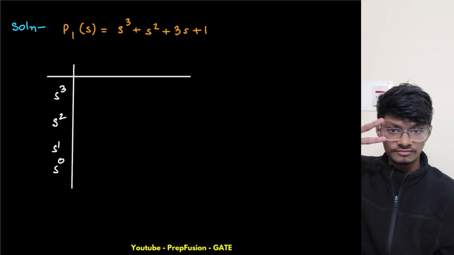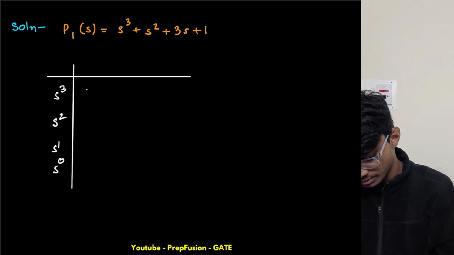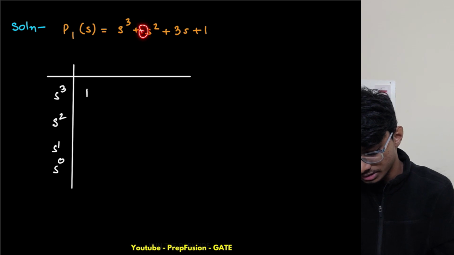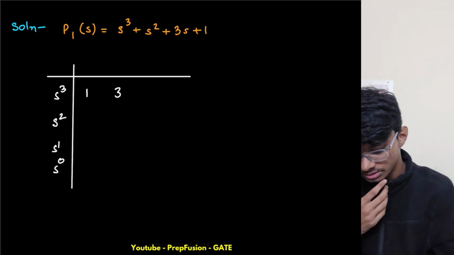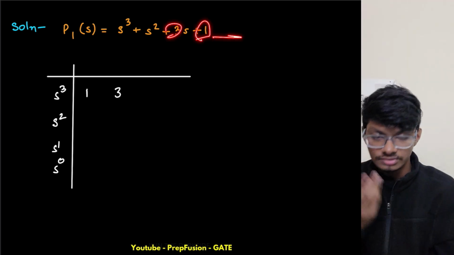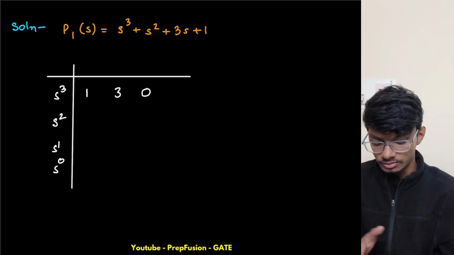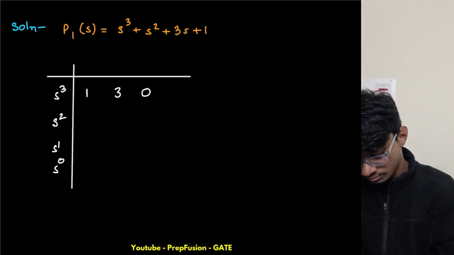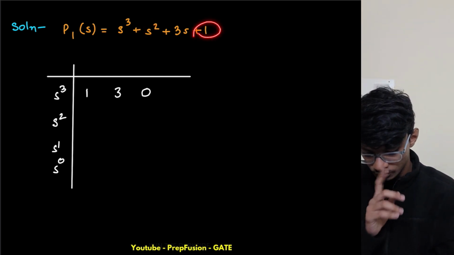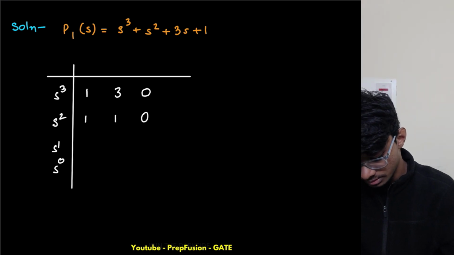Now I'll write the first two rows. The first will be 1, then I will skip this coefficient and take this coefficient, which is 3. I can take the other coefficient also, but it will be null, because after this 3 I have to skip one. After this, what is there? It is 0, so I will take 0, but it won't come in handy because this whole column will be 0 anyway. Now the second row: I will take this coefficient which is 1 and this coefficient which is again 1. Okay, 1 and 1, and this is 0.